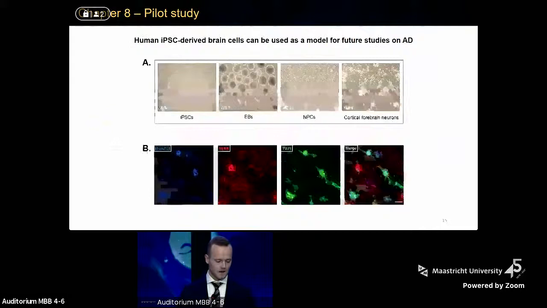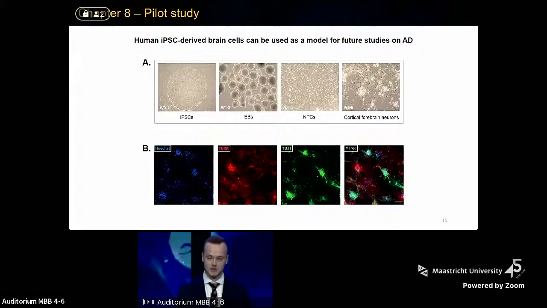In chapter 8 of my thesis, we therefore established the protocol that allows us to obtain brain cells from these iPSCs. And what you can see here on the top of the slide are images that are taken at different steps of this protocol. And what it shows you is that the stem cells clearly change their appearance and become more like brain cells. In the bottom of the slide, you can then see different kinds of stainings that we performed in order to assess the functional characteristics of these obtained cells.